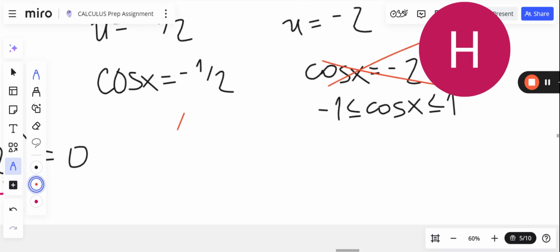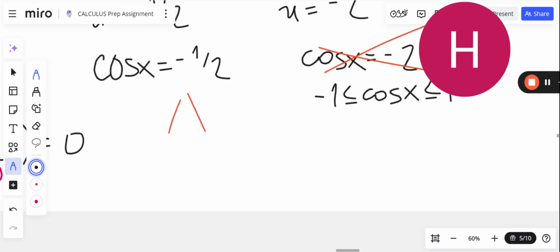Then we're going to get two angles here, and since we're in degrees, let's take a look at a diagram of the unit circle. Negative 1/2 on the x would be right about there. So what are these two angles? We're going to have 120 degrees, and we're going to have 240 degrees.